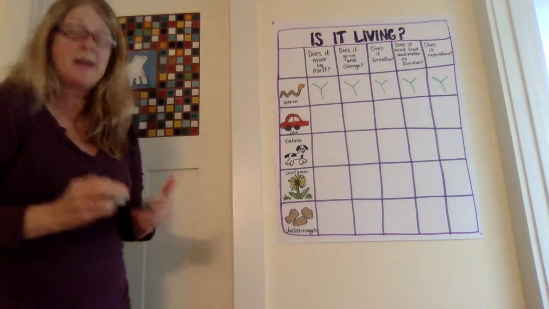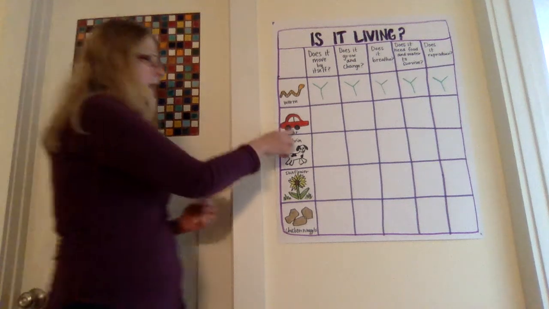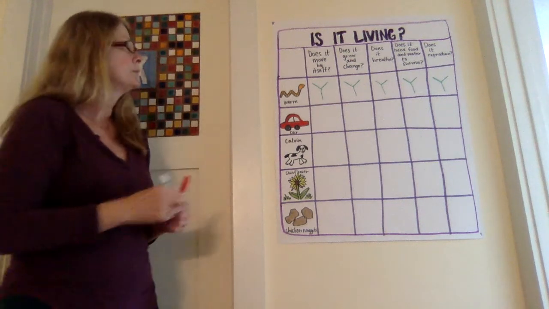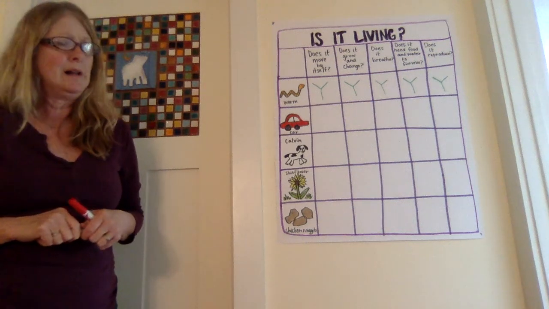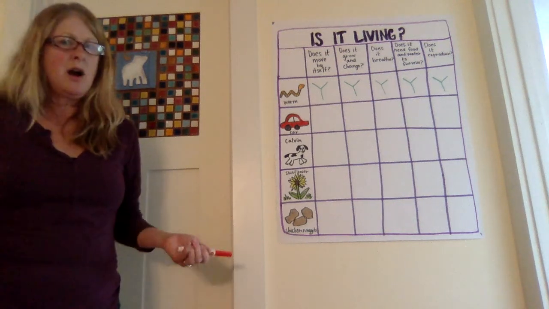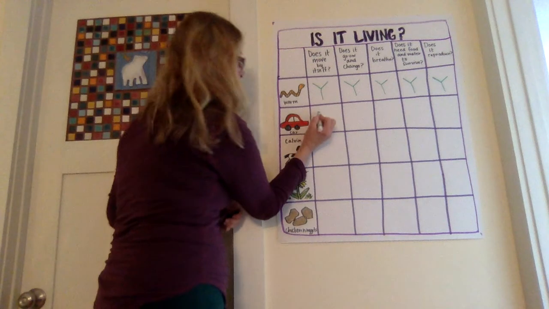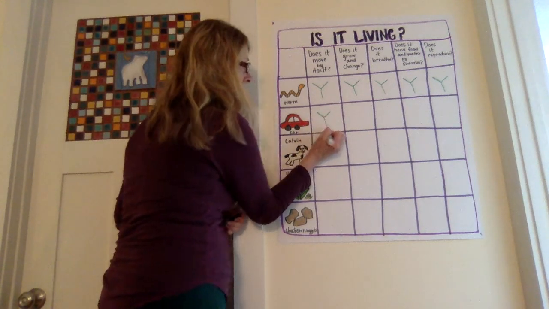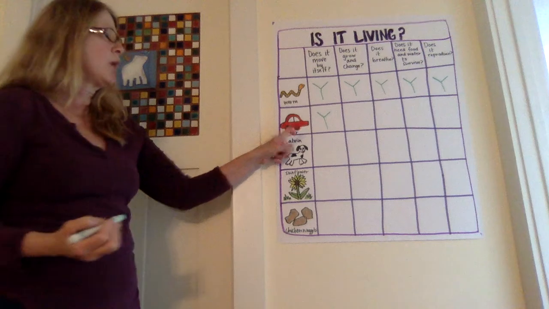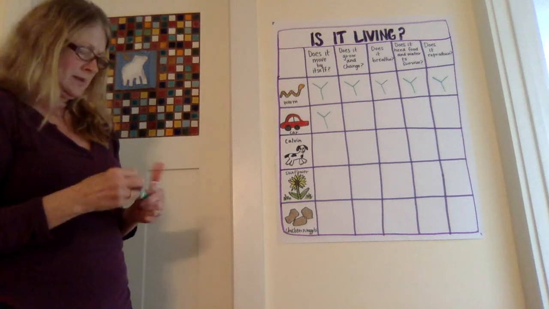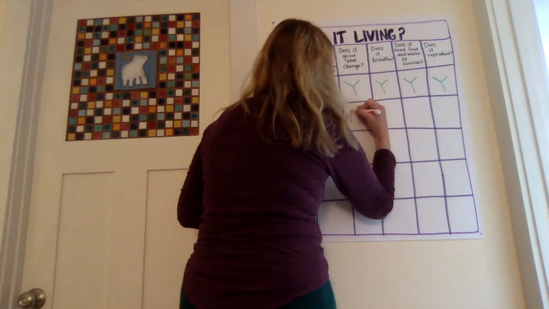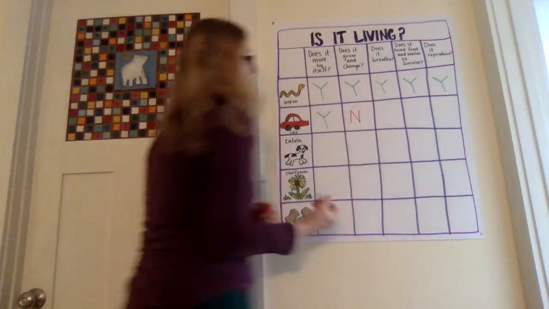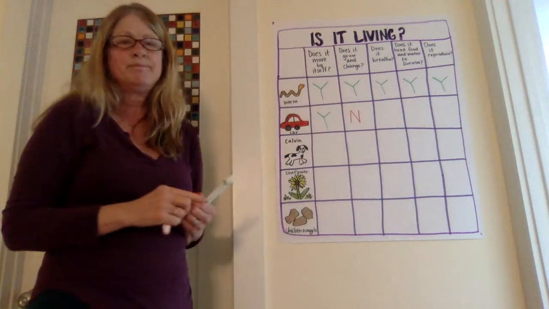We go down to the next object in the matrix. It's a car. Does a car move by itself? Well, there are cars that can move by itself, so yes, they have those kinds of cars. Does it grow and change? No, my car doesn't grow and change. I'm going to put an N for no. Does it breathe? No.